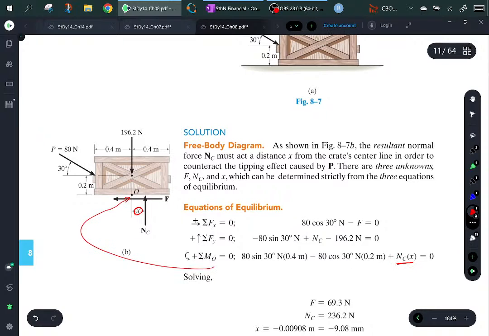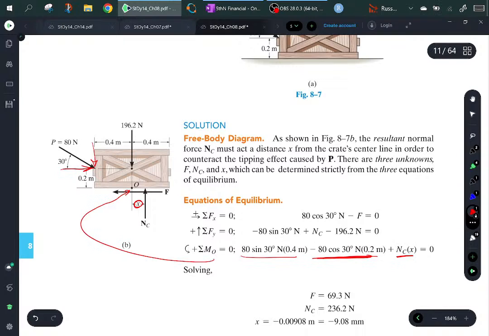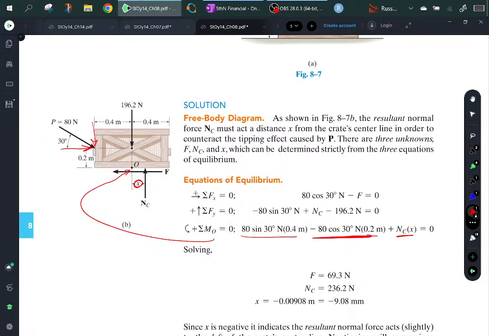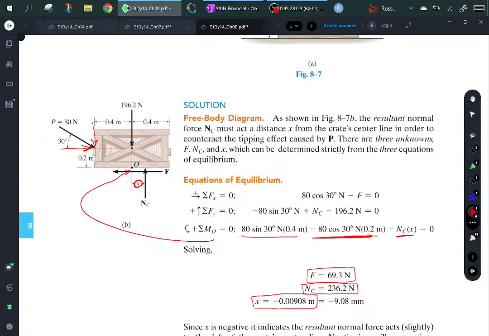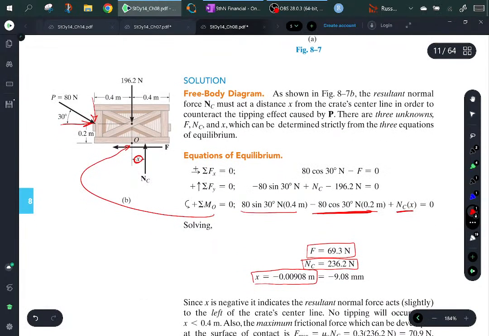This NC is X over there. Then you've got this moment. Okay, so this is not producing a moment about here. But over here, you got this component and you got this component. Those both produce a moment there. So he comes out with an X value. Comes out with an NC and an F. So the question is, is that the case?